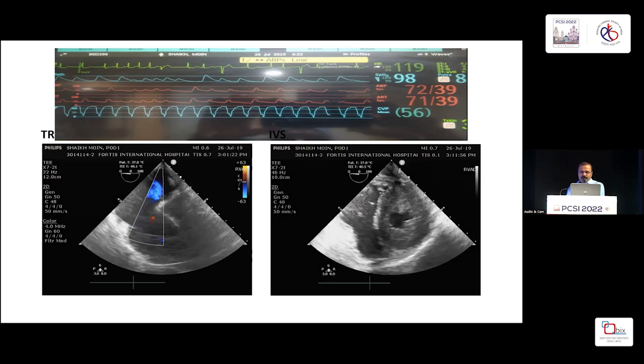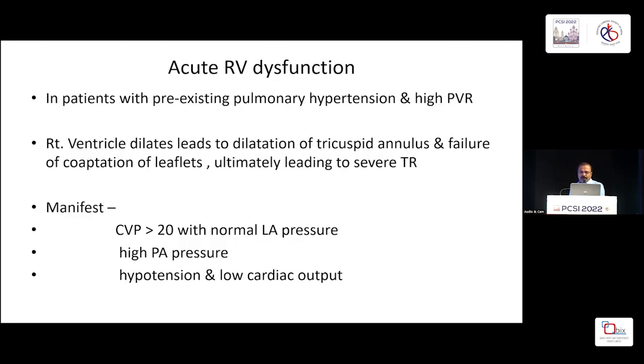So this is the most common problem that we encounter after heart transplantation. That is acute RV dysfunction. It's common, especially in patients with pre-existing pulmonary hypertension. What happens here is there is significant dilatation of the right ventricle, dilatation of the tricuspid annulus, and it leads to severe TR. This acute RV dysfunction manifests as a rise in CVP, especially more than 20 mmHg, high PA pressure, hypotension and low cardiac output.